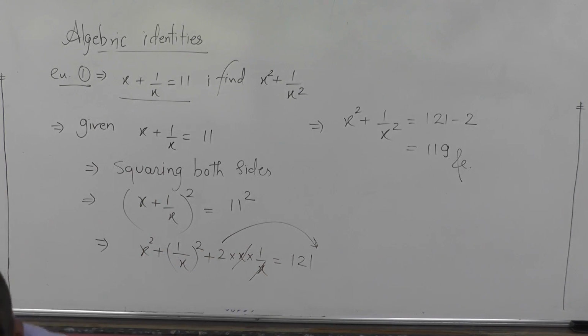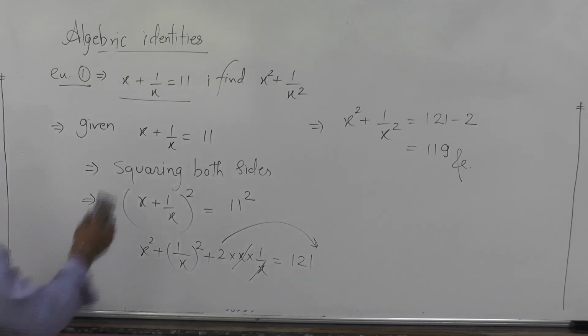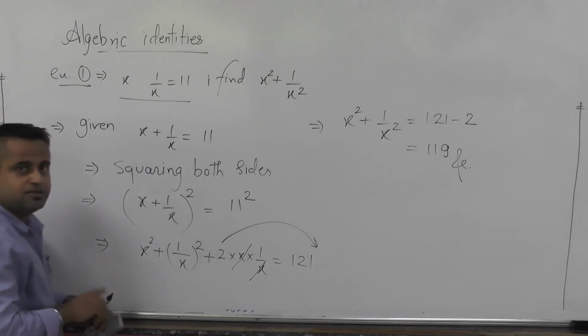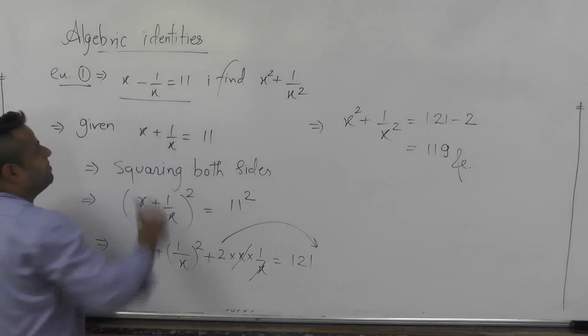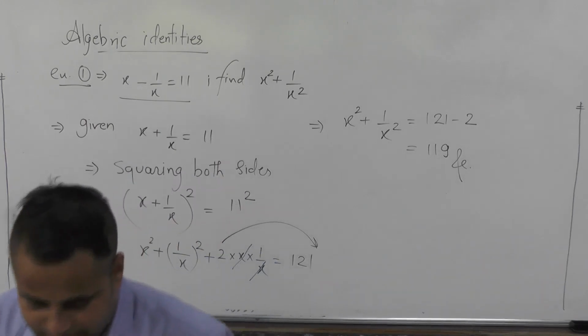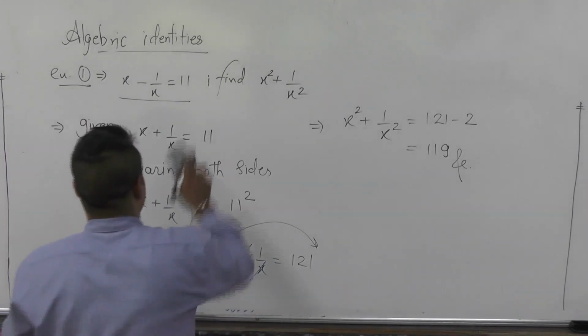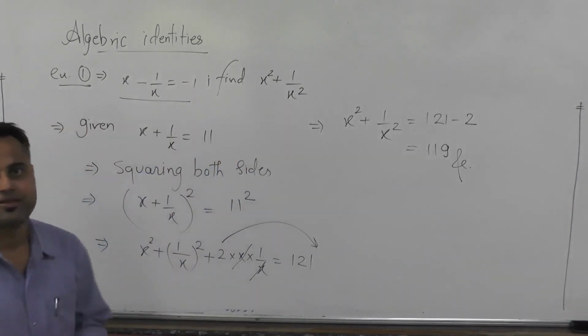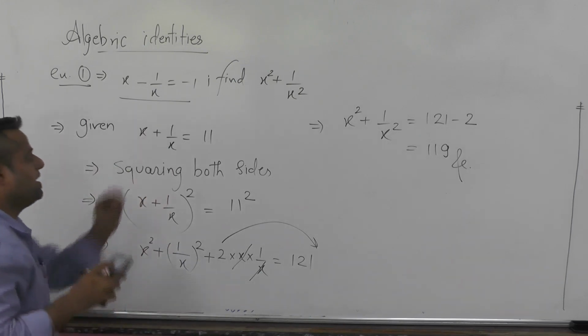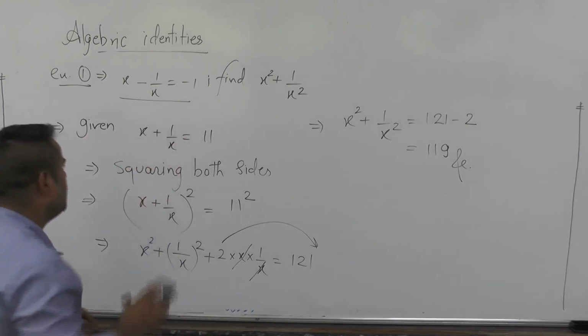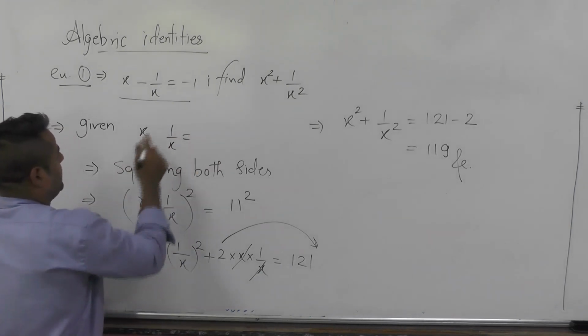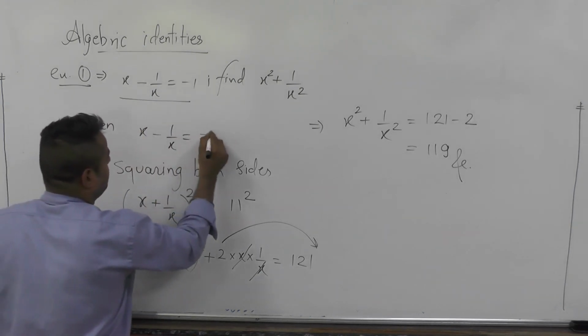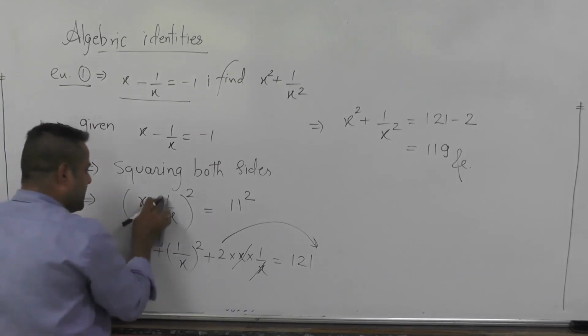Okay, let us take a negative now. From that negative we will find the positive value of the same thing. Now we are taking x minus 1 by x, suppose, and we suppose it is minus 1, and we need to find the same thing, x square plus 1 by x square. Likewise we are doing the same thing here. We take what is given, that is x minus 1 by x is minus 1, squaring both sides again.